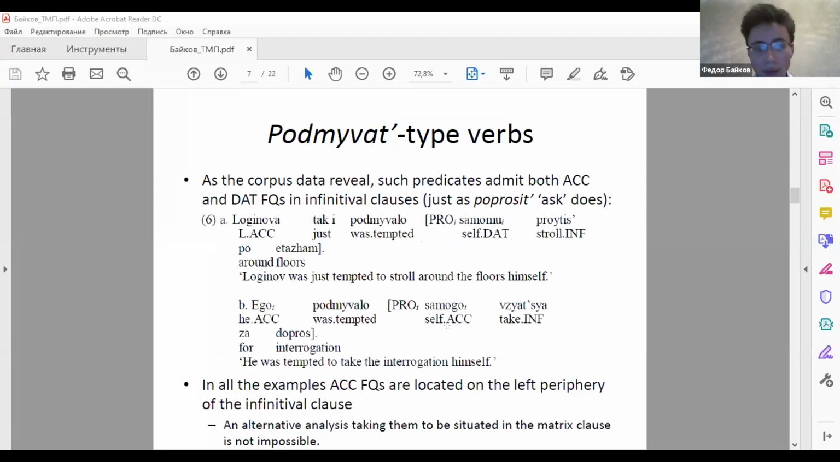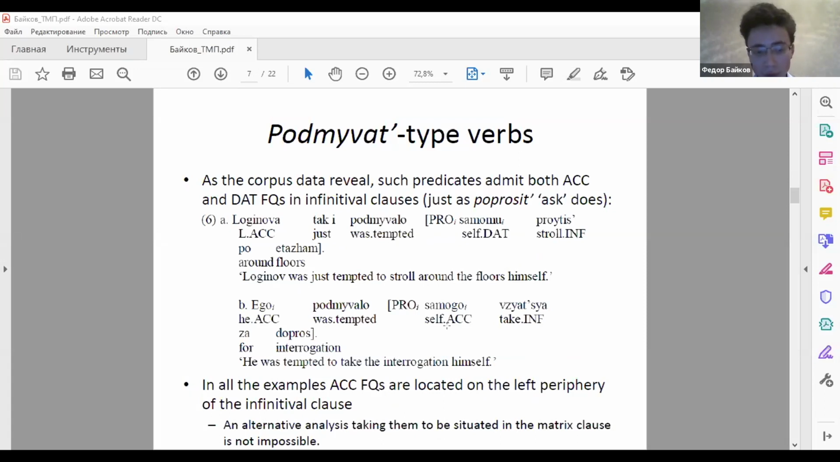And as the corpus data reveal, such predicates admit both accusative and dative floating quantifiers in infinitival clauses. So they behave just as the verb попросить, ask, does. So in 6a, we have a dative floating quantifier самому, and in 6b, we have an accusative floating quantifier самого.